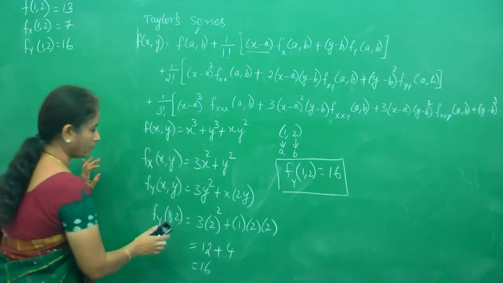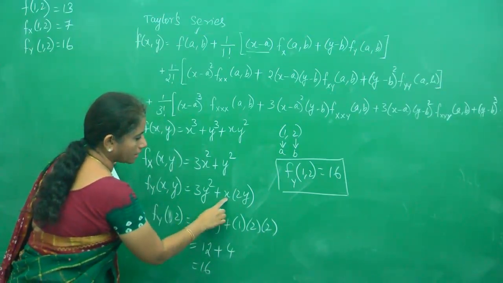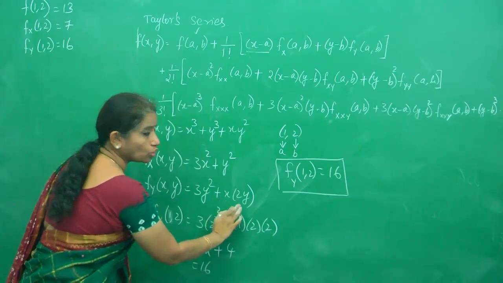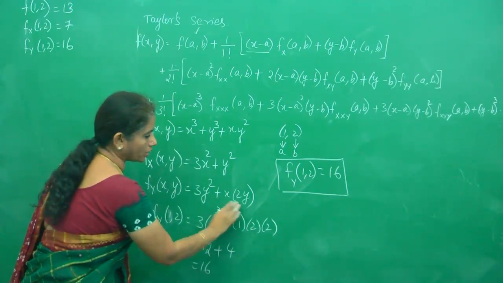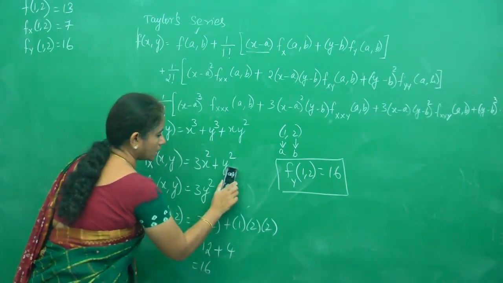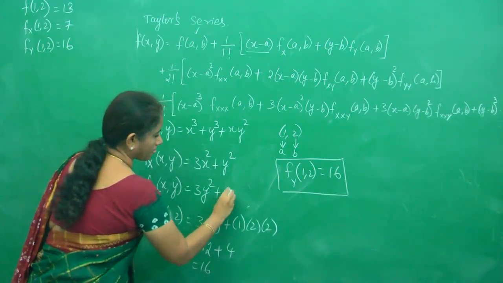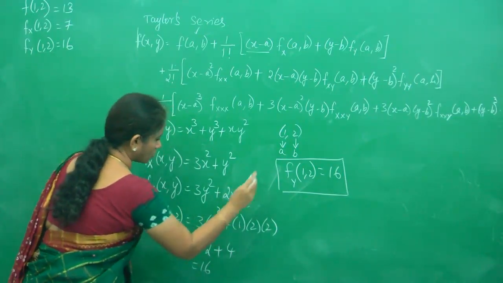Now let me write x into 2y as 2xy. Okay, this is nothing but 2xy. I just erase it and write it neatly. 2xy. Okay.